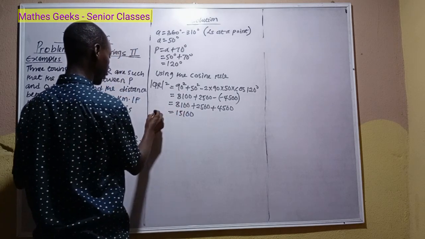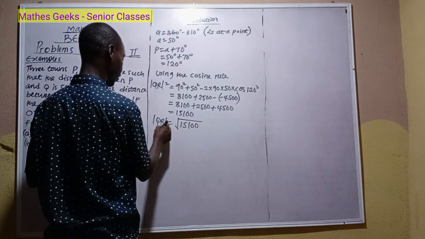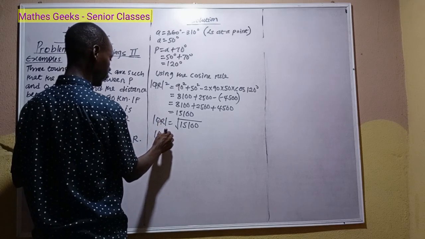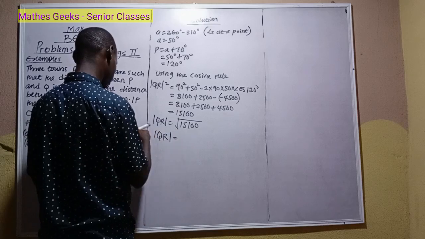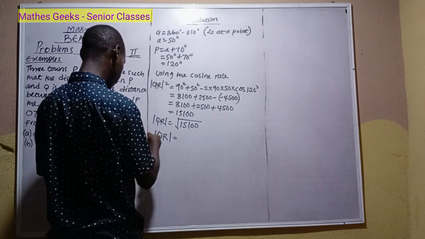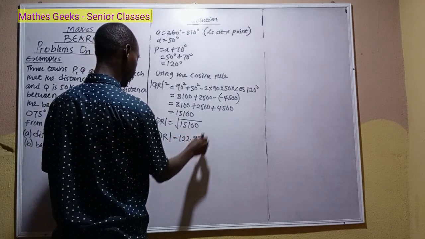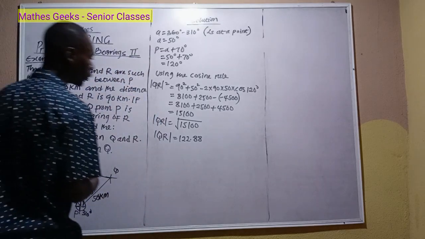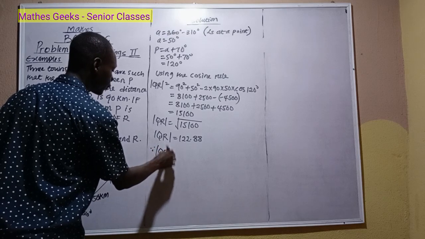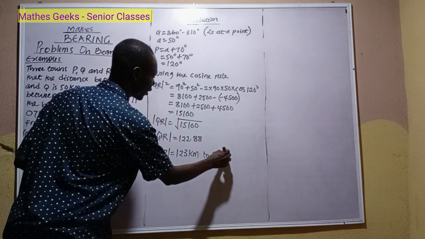15,100. Line QR is equal to the square root of 15,100, which is 122.88. I'm going to correct to three significant figures. Therefore, line QR is equal to 123 kilometers to 3 SF.